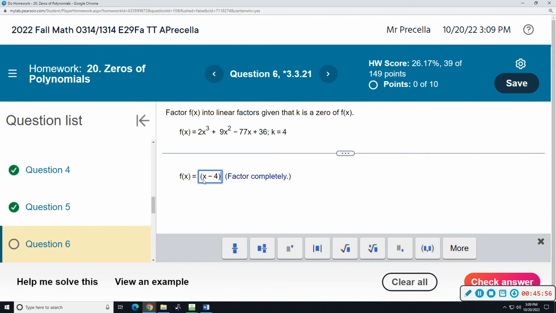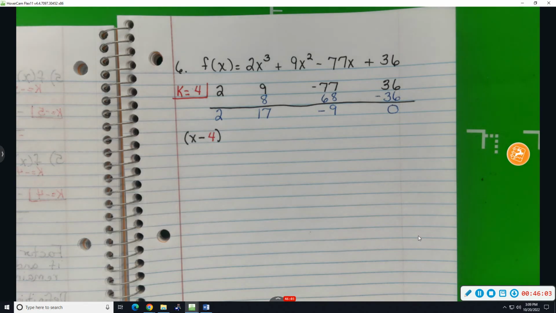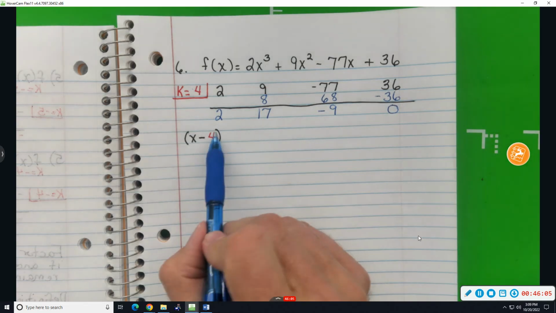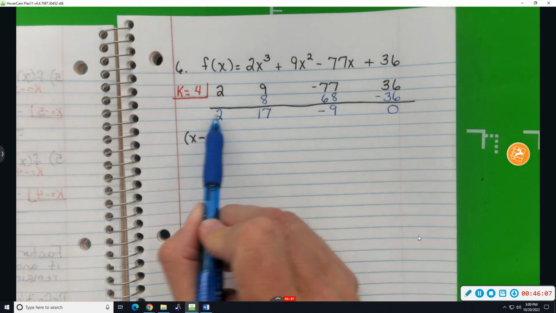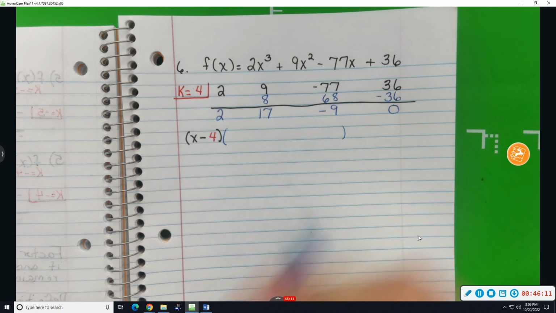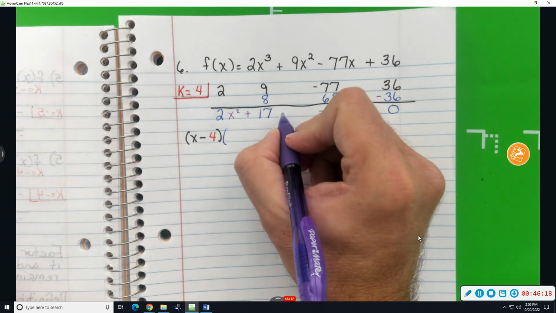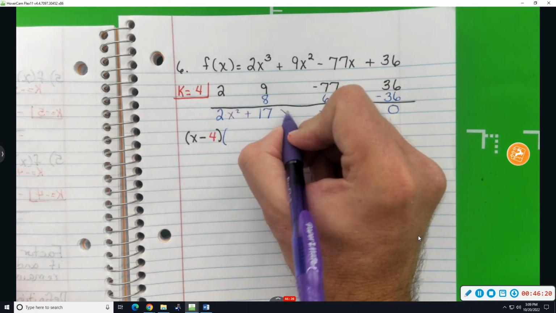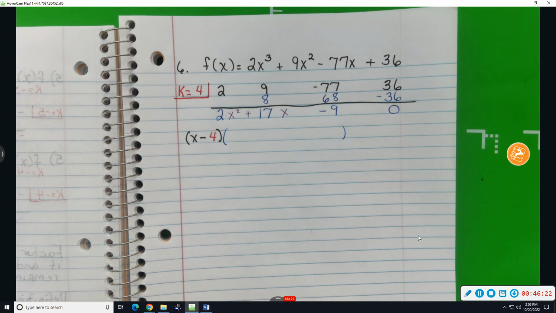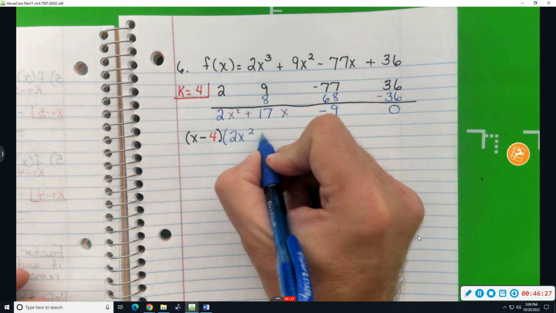Now there's still two more sets of parentheses you've got to get. What are those other two parentheses? Well, you find those by factoring the quotient. Let's write down that quotient. What would that quotient be? 2x squared plus 9x minus 9. So to get your other two sets of parentheses, you factor this.